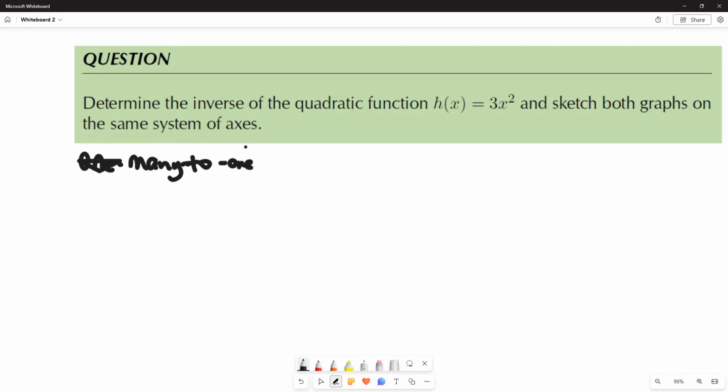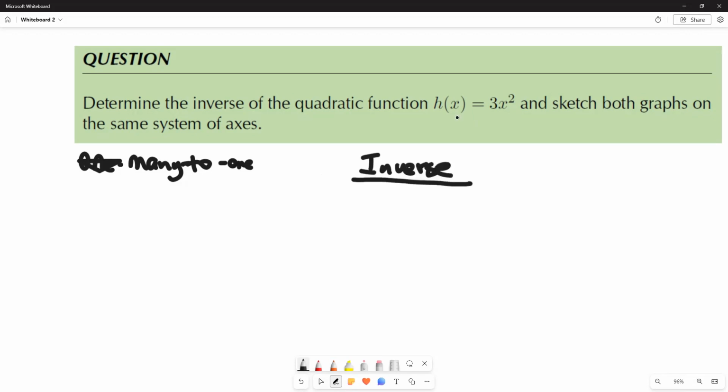So its inverse is going to be one to many, which is not a function. Remember, anything to many is not a function, which means we cannot represent the inverse in the form of h minus 1 of x. We cannot represent it in function notation. We're just going to represent it with y equals. Okay, perfect. So now let's do the inverse.